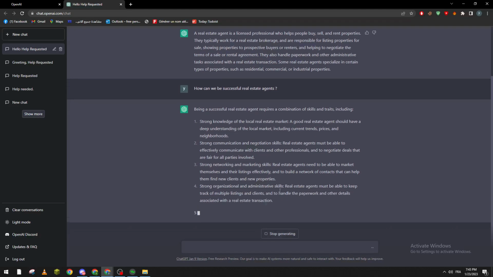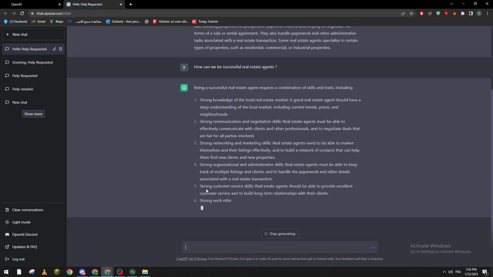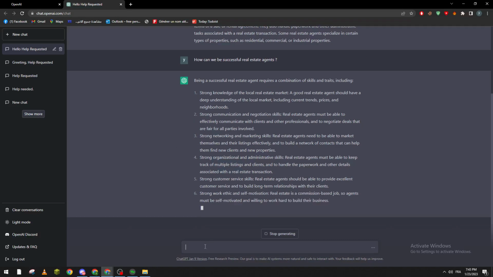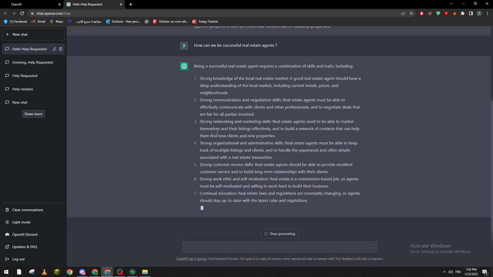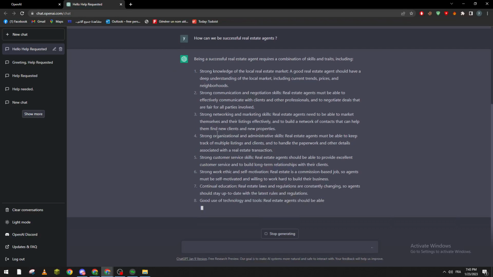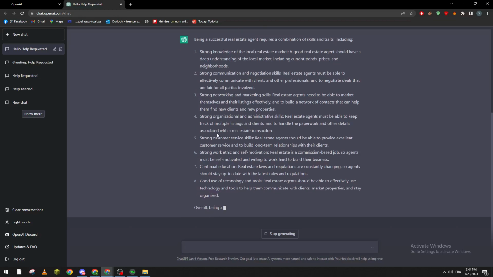So you can get any information you want about real estate using this bot. Of course, if you have any other question, you can just go again to ChatGPT and do it by yourself. So come here and ask this AI whatever comes to your mind. So as you can see now, it has already written us like 8 or 9 tips about this subject.